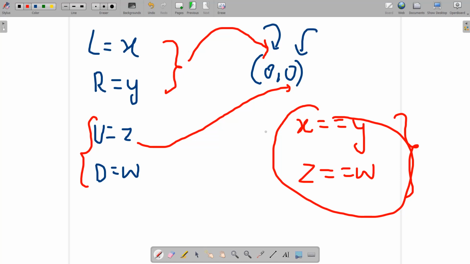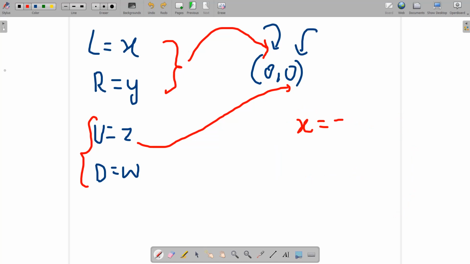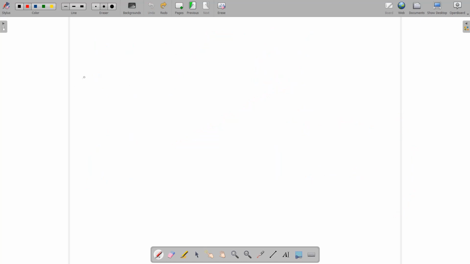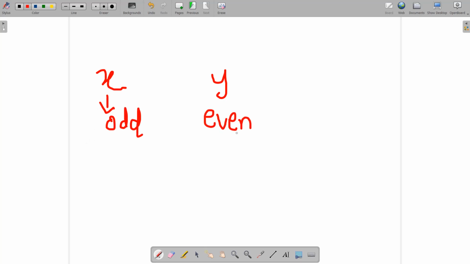Okay, so let me explain this in a simpler manner. We need to manage X and Y. Suppose X is odd and Y is even. Let me take an example and explain: X is odd, say 7, and Y is even, say 4. So there are 7 times L and 4 times R.